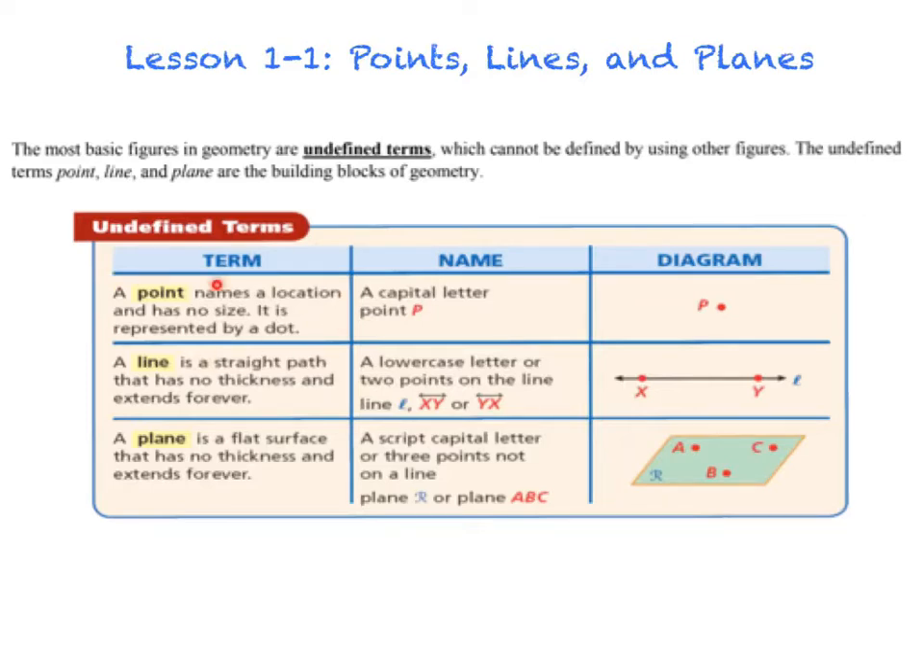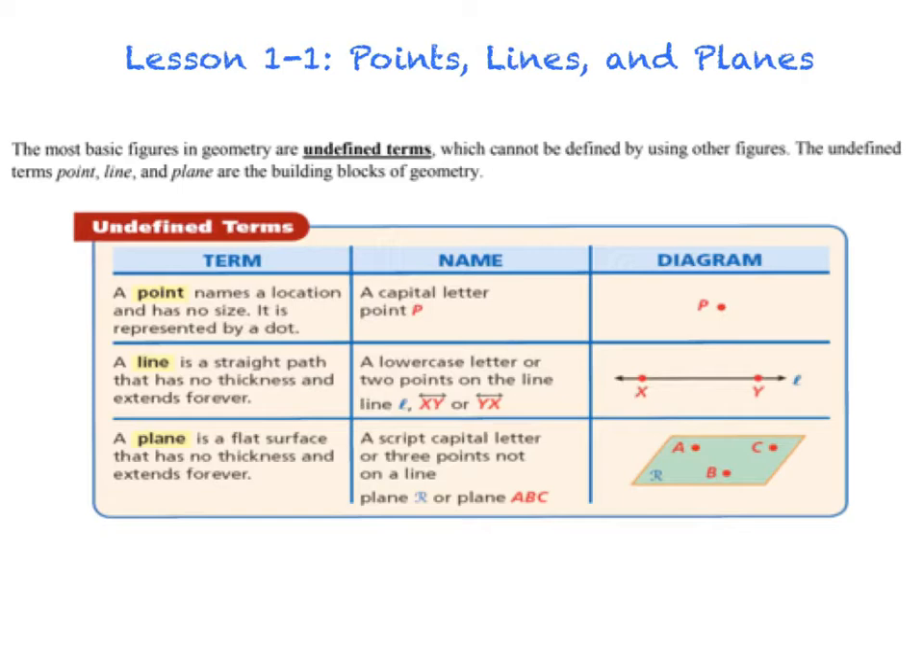A point names a location and has no size. Otherwise, it has no dimensions. So it's just one specific location in space. And you might think of it as an end of a line segment, or maybe the corner of a rectangle, or even the center point of a circle.